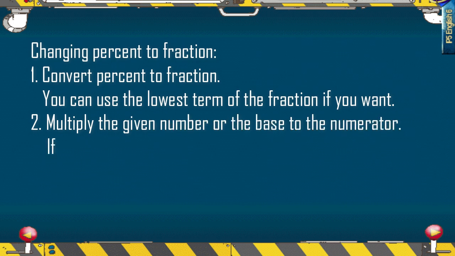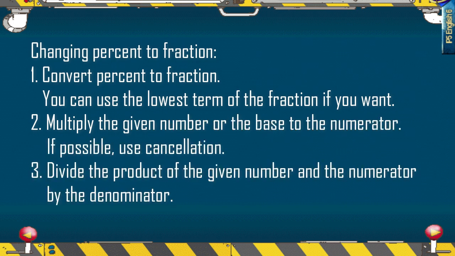Do not forget also to remember that there's another way of solving percentage, and that is by changing percent to fraction. You will be also guided by following these steps. Number 1. Convert percent to fraction. You can use the lowest term of the fraction if you want. Number 2. Multiply the given number or the base to the numerator. If possible, use cancellation. Number 3. Divide the product of the given number and the numerator by denominator.